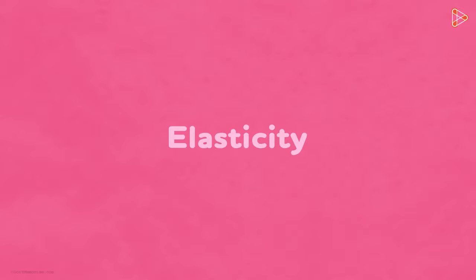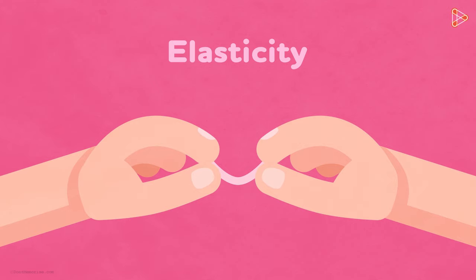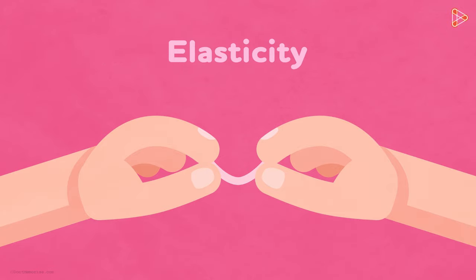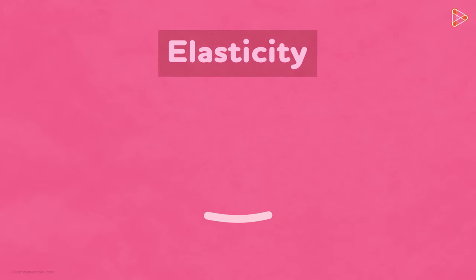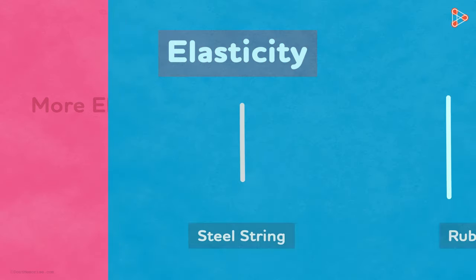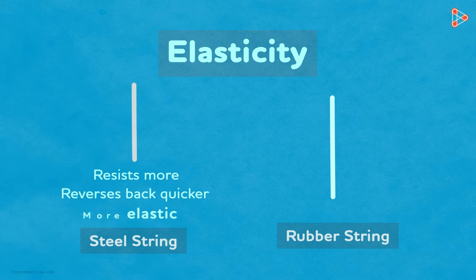There is a general misconception that a lot of us have about elasticity. We think that the more the object gets stretched or compressed, the more elastic it is. But elasticity is not the same as flexibility. In the language of physics, the term elastic has a very different meaning. In physics, we say a body is more elastic if it resists more to the deforming force and reverses back quicker to its original shape after the force is removed. And since steel resists more and reverses back to its original shape quicker, it's more elastic than rubber.